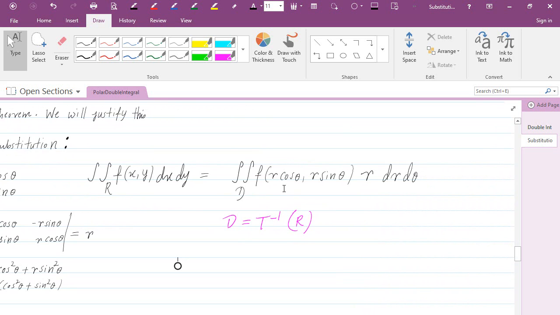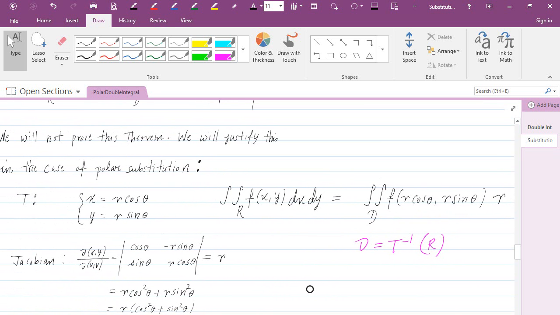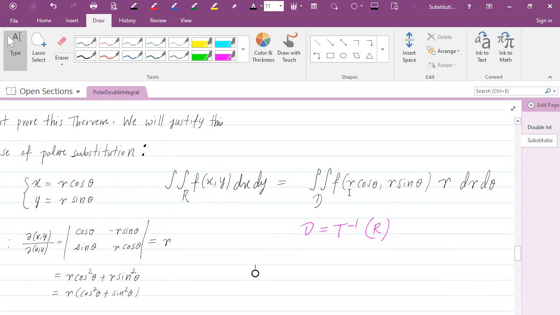Then the new integrand will have two factors. The first factor is obtained by substituting x and y by r cosine theta and r sine theta in the original integrand f. And then there will be a second factor, which we know is the Jacobian of this transformation T. And the new region of integration D would be the inverse of T applied to the original region of integration.